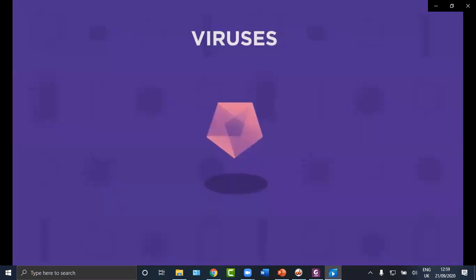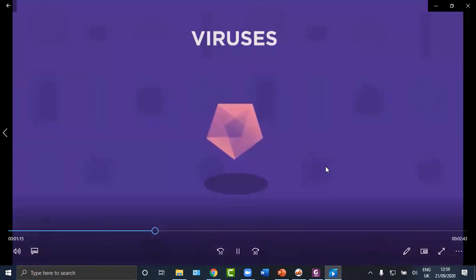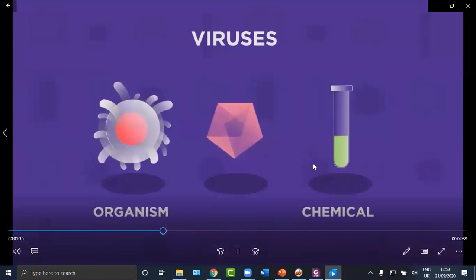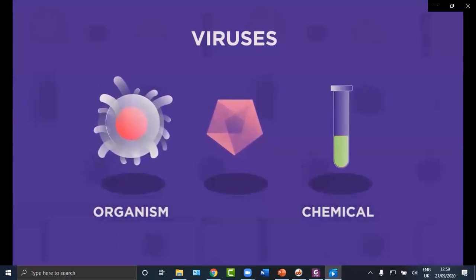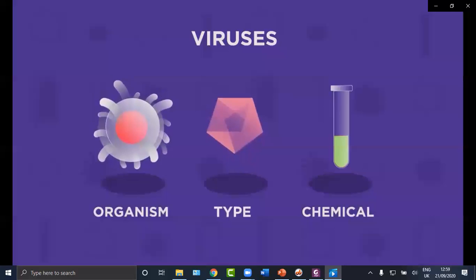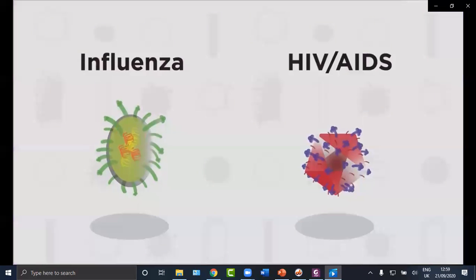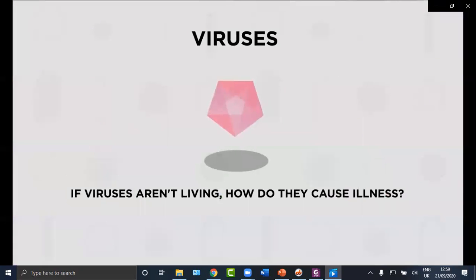As we just saw, viruses aren't made up of cells. In fact, they aren't really living. They are halfway between a living organism and a chemical. Because they aren't living, we say there are different types of virus rather than saying different species of virus. Some common types of viruses are influenza and HIV or AIDS. So if viruses aren't living, how do they cause illness?